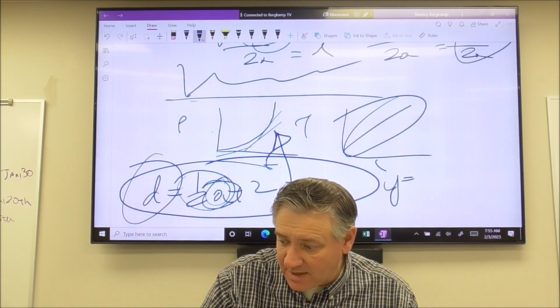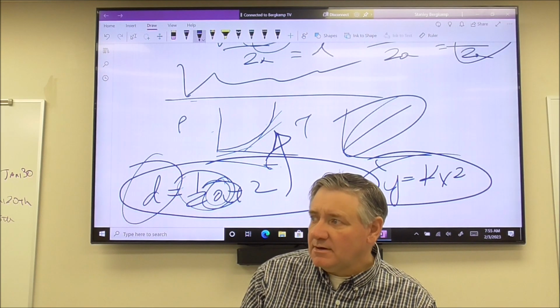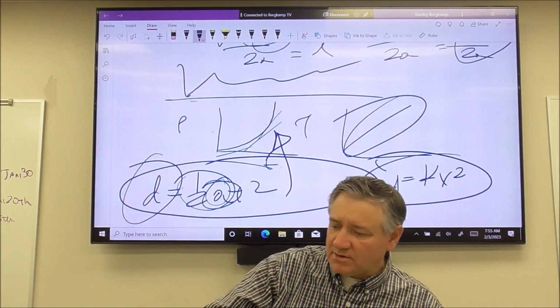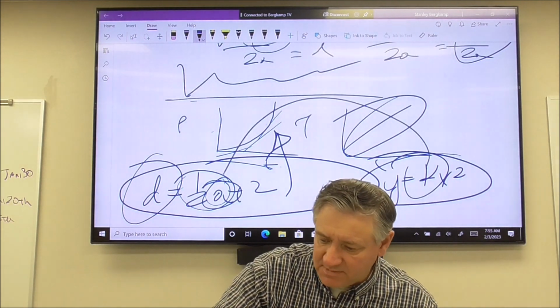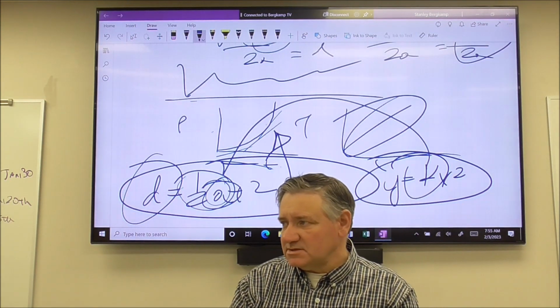If you're in a math class, you'd call that y equals kx squared. Your k is just going to be a constant. So any quadratic function only works when you have a constant, which means you have to have the same acceleration, which is what we call uniform acceleration.